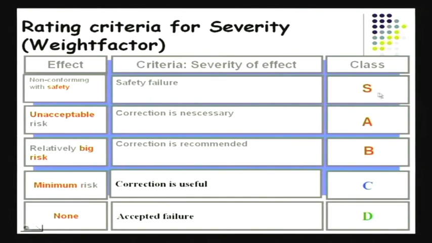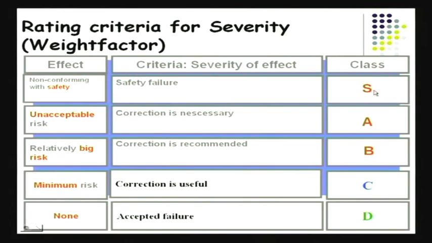If it's a safety failure, it belongs to class S. If it's unacceptable, industry calls it class A. If it's a relatively big risk, and correction is recommended, it will be class B. There's minimum risk, that will be class C. And if you are willing to live with it, it will be class D. So these are the different ways by which I categorize my severity.